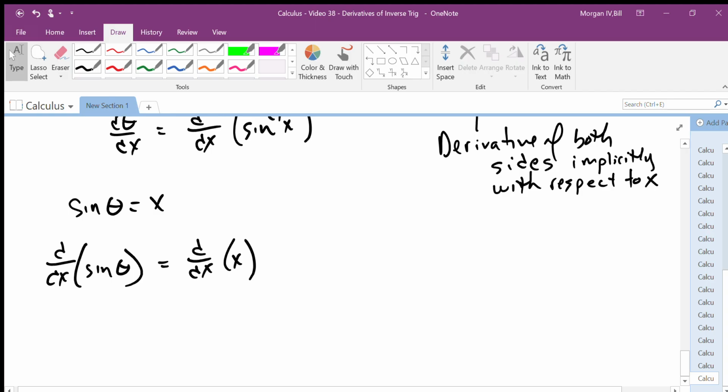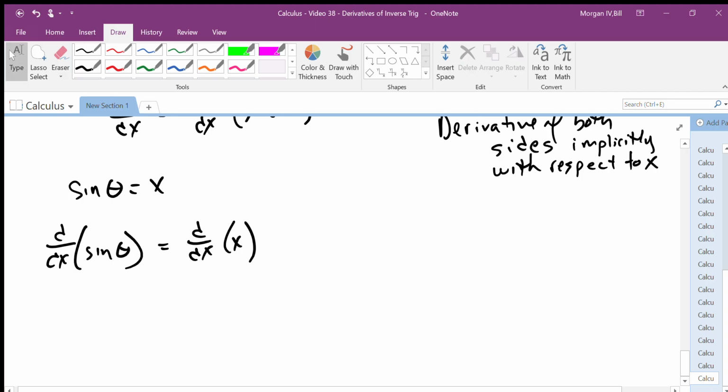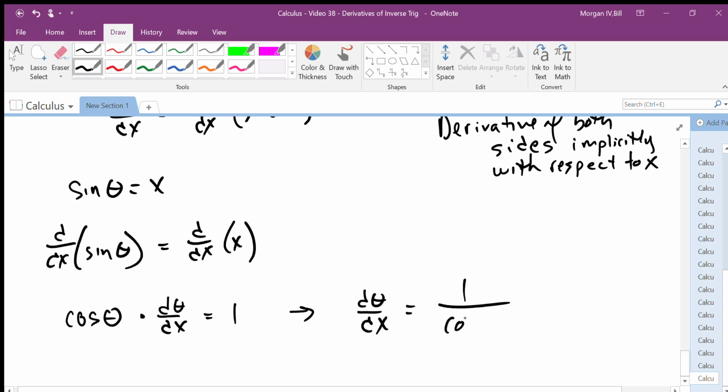What is the derivative of sine theta? Remembering to use the chain rule here because theta is a variable which is not x. The derivative of sine theta is cosine theta times, chain rule says, times d theta dx is equal to the derivative of x with respect to x, which is just 1. All right, solving for d theta dx, we get d theta dx is equal to 1 over the cosine of theta.